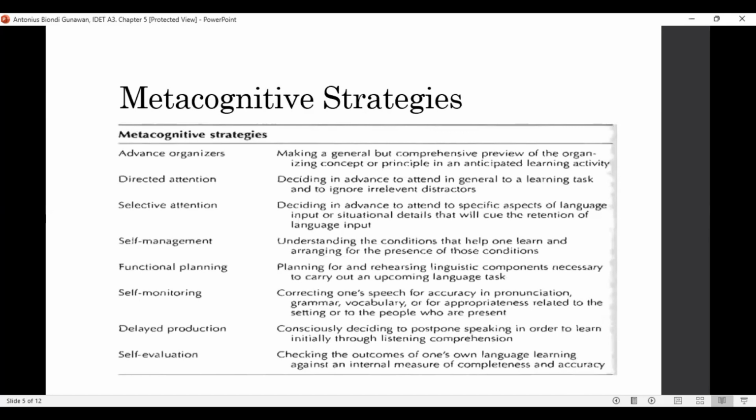For learning strategies, there are three: metacognitive, cognitive, and socio-affective. Metacognitive strategies are strategies that involve planning for learning, monitoring the learning process, and evaluating the learning. Examples are advance organizers, directed attention, selective attention, self-management, functional planning, self-monitoring, delayed production, and self-evaluation. Next slide.